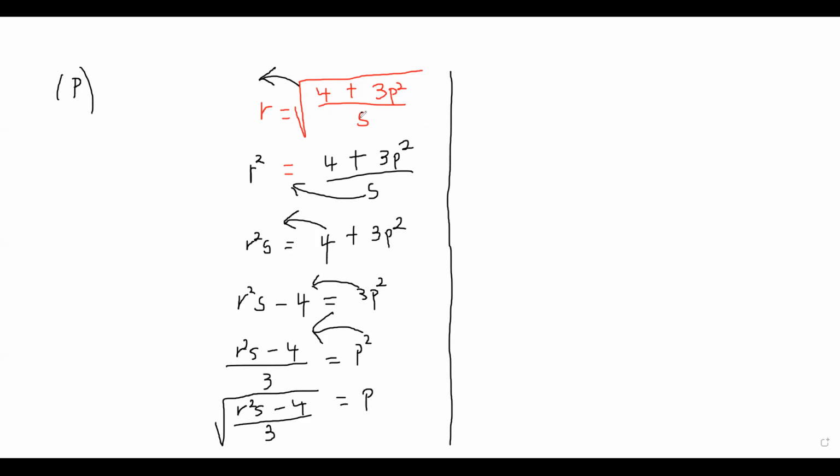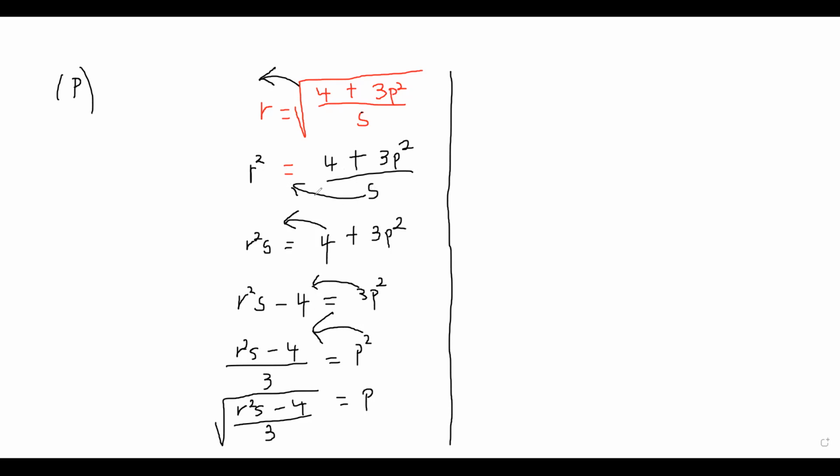Then we take over the s. Then we take over the 4. Then we take over the 3. Then we take over the square. So when we take over the square root, we carry over the square root and we got to square what is on the other side. So we got to square the r. See that? Then we take over the s.